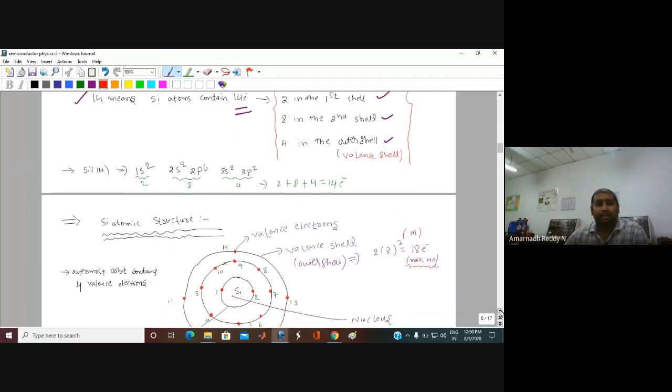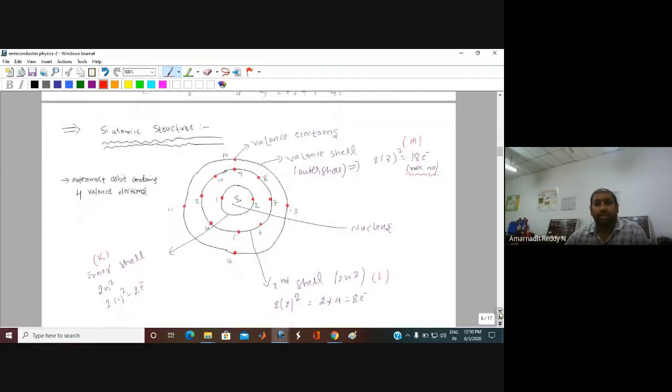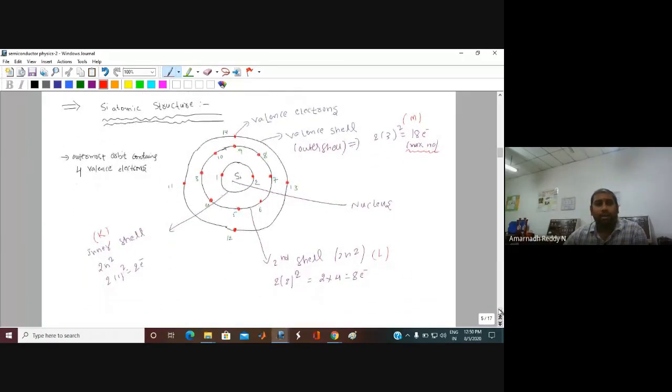If you see the silicon atomic structure, the outermost orbit contains 4 valence electrons. 1s2 has 2 electrons, and next you have 8 electrons. This is the nucleus, where you have protons and neutrons, and it is called the inner shell. K shell is 2n square, 2 into 1, so the maximum electrons are 2.